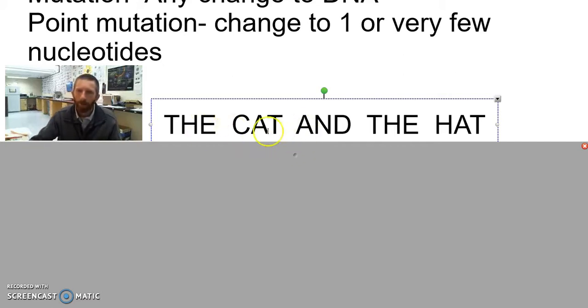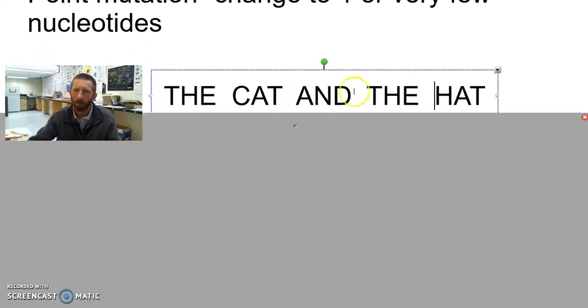But anyways, so the cat and the hat, which I know because I have kids. I read this almost every day. That's not the actual name of the book, but that's okay. I just needed a sentence that made sense with all three-letter words. So just work with it, okay? So go ahead and write that down. That's the normal DNA before any mutations have happened.